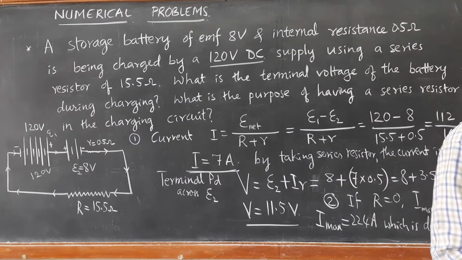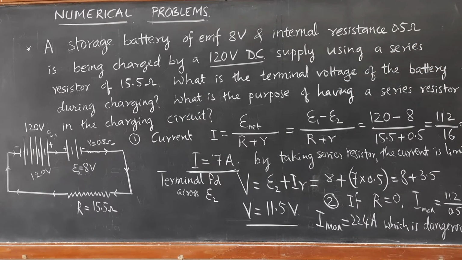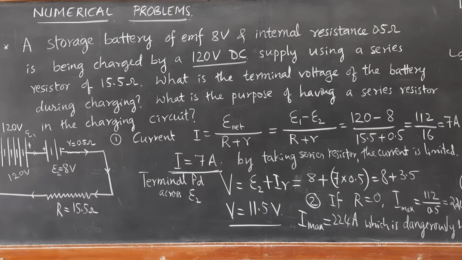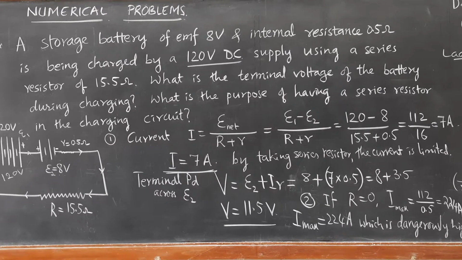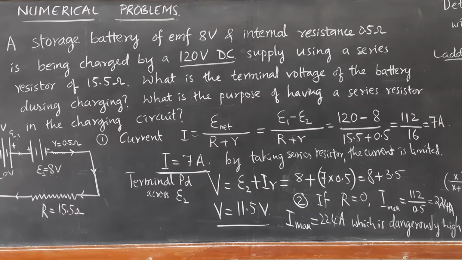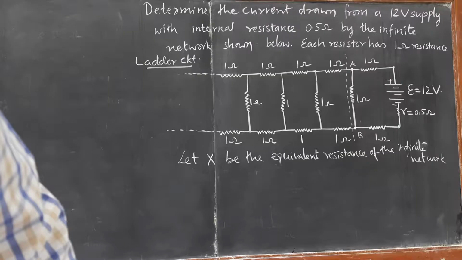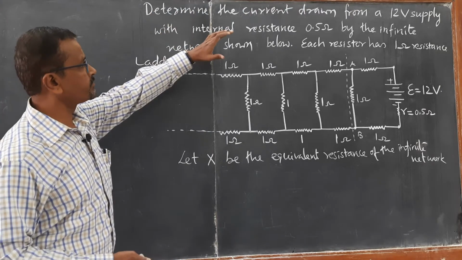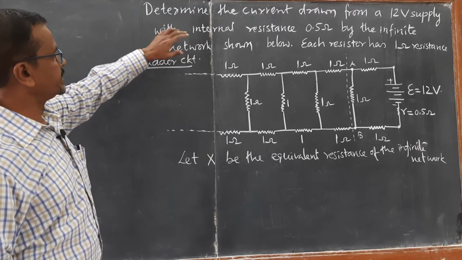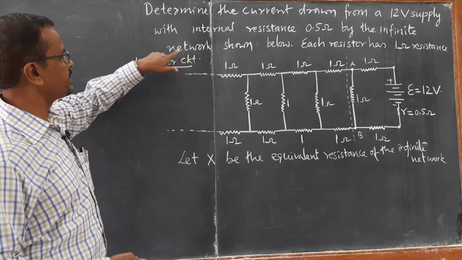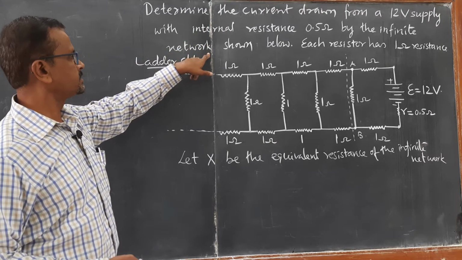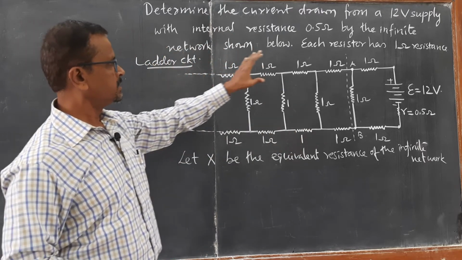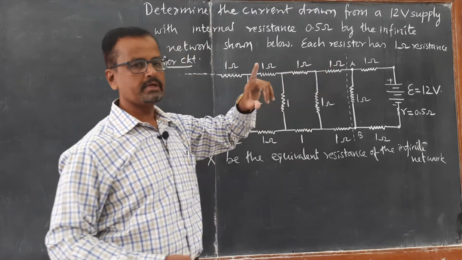Now let us solve one more problem. Let us look at this interesting problem. Determine the current drawn from a 12 volt supply with internal resistance of 0.5 ohm by the infinite ladder network. The infinite network is shown below here. This is called a ladder network. Each resistor has a 1 ohm resistance.